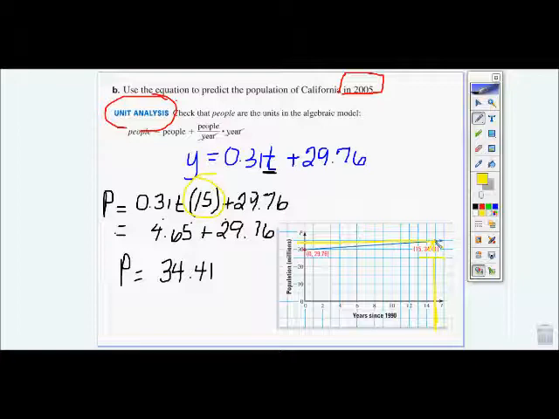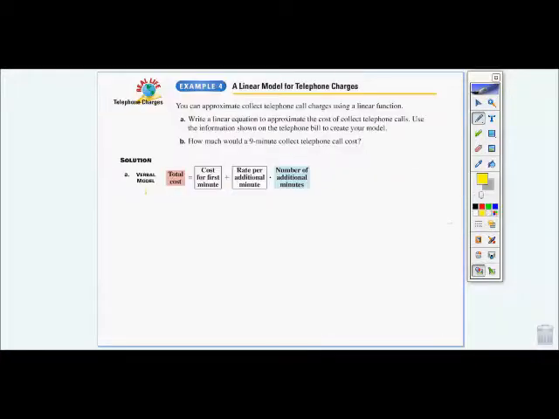Okay, let's see if I have one more. I have one more example. Example 4 is a linear model for telephone charges. And this time it's telling me you can approximate collect telephone call charges using a linear function. This perhaps is even more dated than the California population, since we know now we use cell phones and you don't get collect calls anymore. But we'll still perform what we need to.